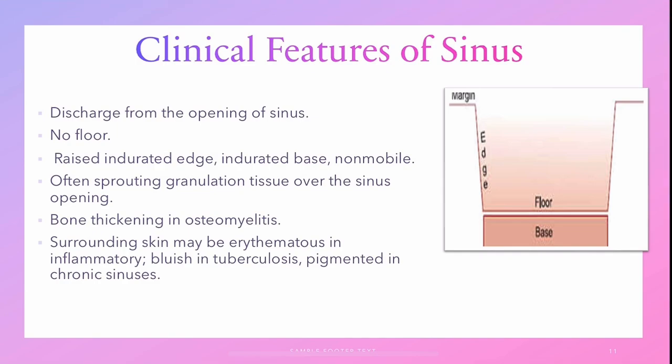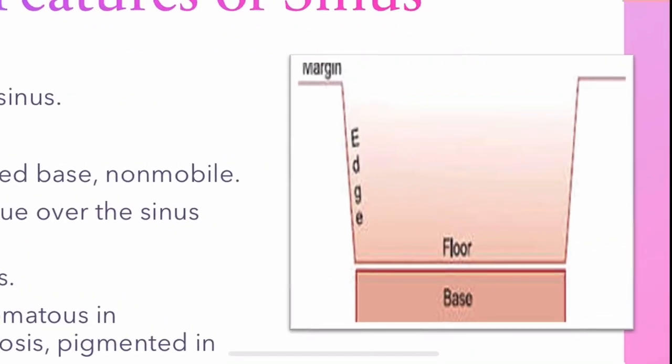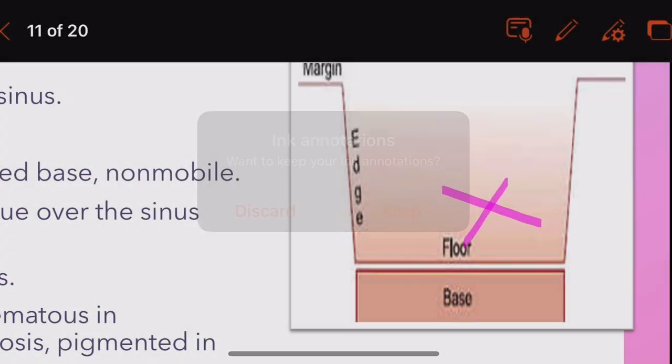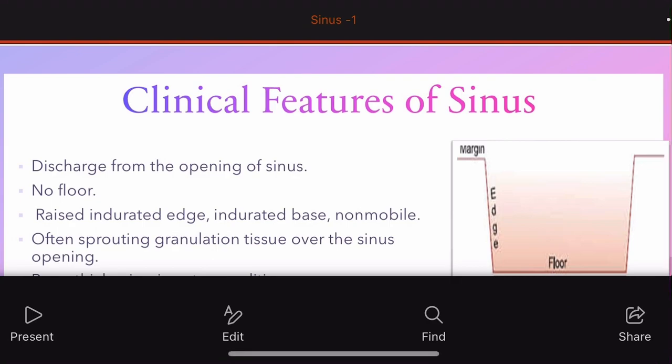In the first place, we saw the discharges coming out from the sinus. So the first point will be, there are discharges from the opening of the sinus. The sinus does not have any floor, so we did not see any kind of floor there, unlike the ulcers. So there is no floor, this part is absent. Okay, let us mark it here. There is no floor, and then we had the discharges coming.